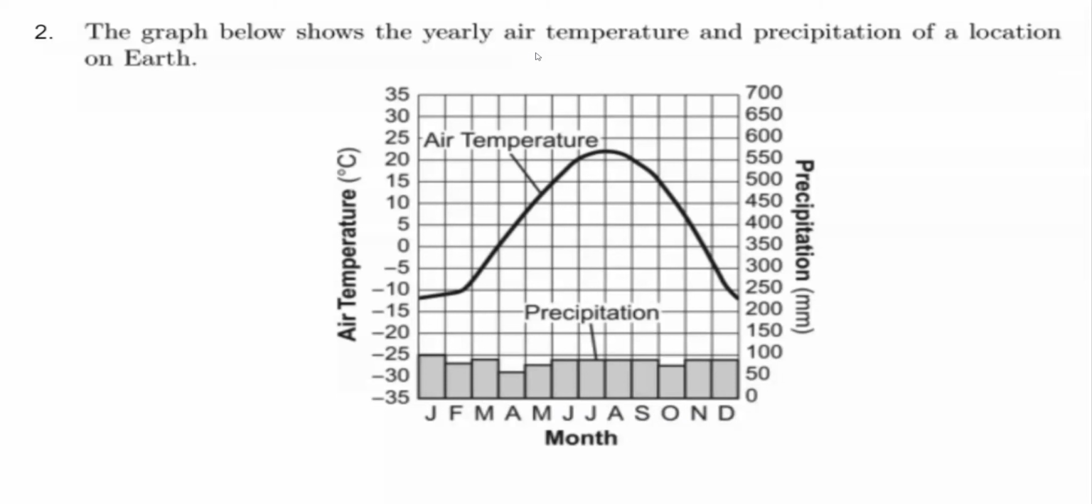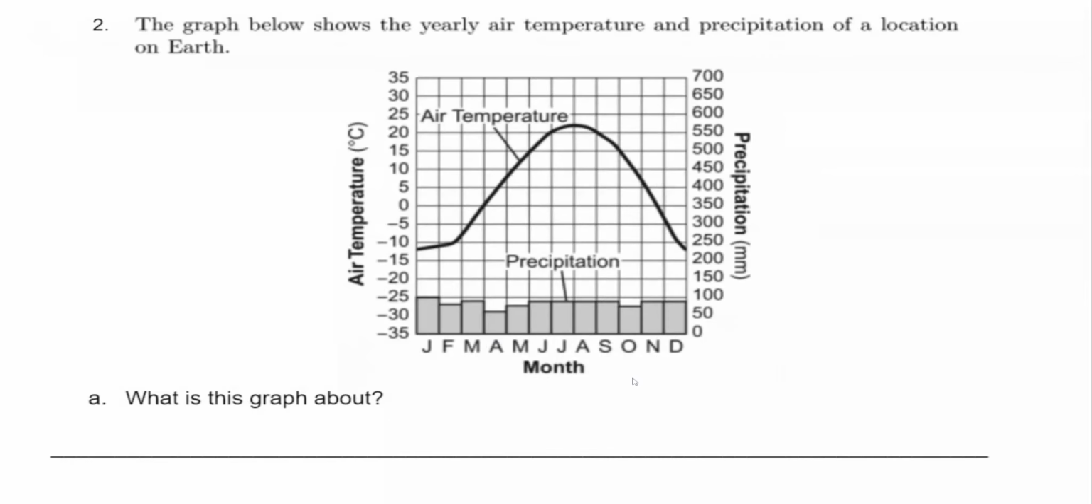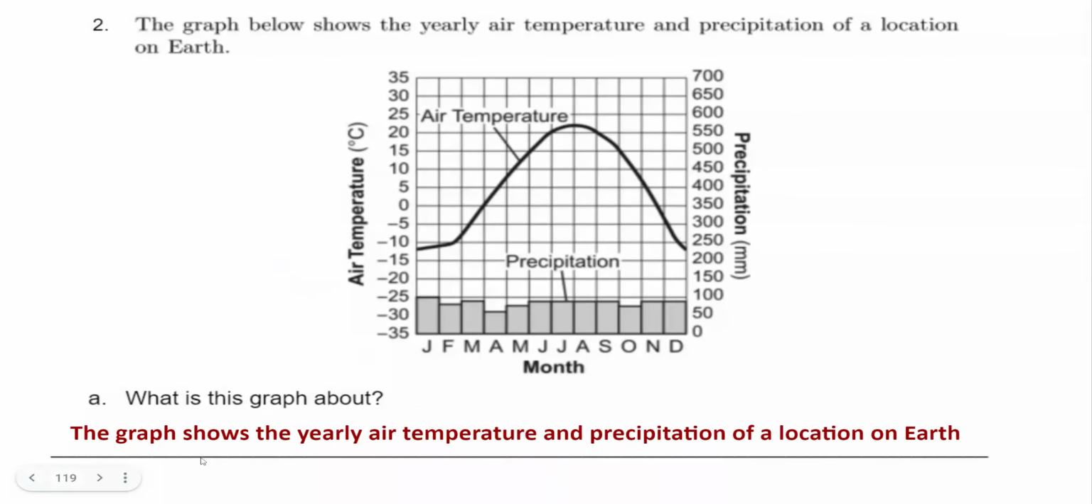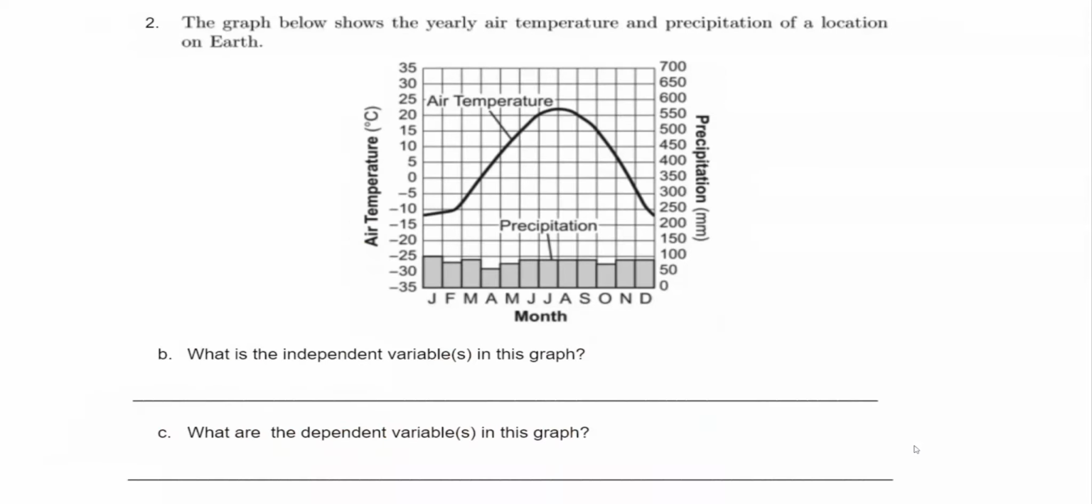And once again, the graph is showing the yearly temperature in the whole year and the precipitation of a location on Earth. Okay, so A is asking me what the graph is about. I'm just going to take it from the description of the graph, and I'm going to say the graph shows the yearly air temperature and precipitation of a location on Earth.